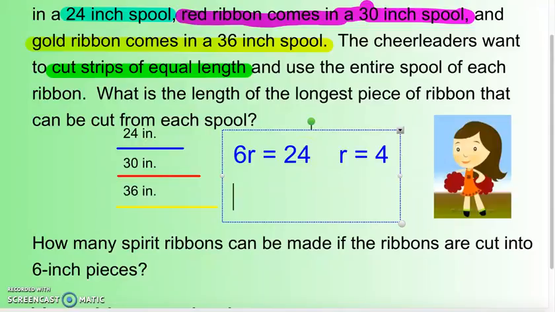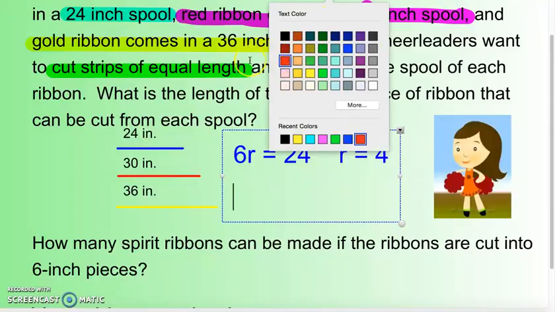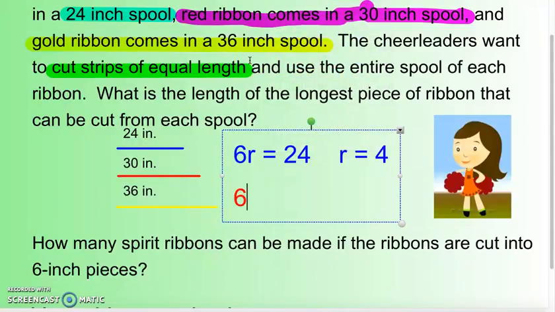How about red? So let's switch to red. If I know that each one is 6 inches and each ribbon is the same, and now I have 30 inches of red ribbon, how many ribbons will I get? You are right. I will get 5 red ribbons because 6 times 5 is 30.